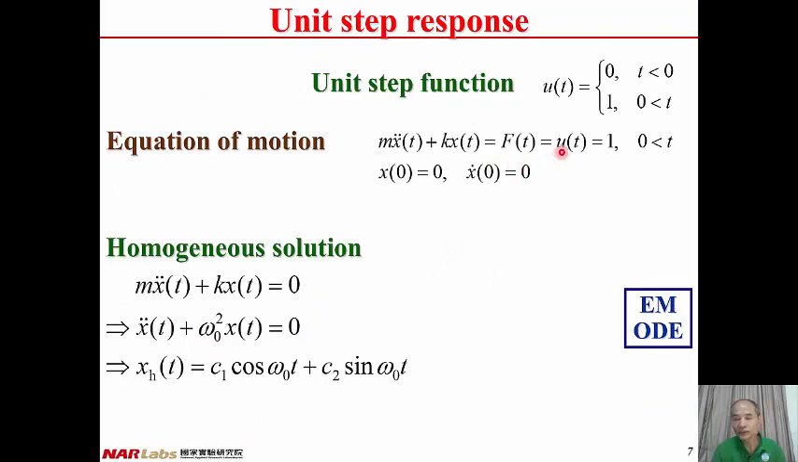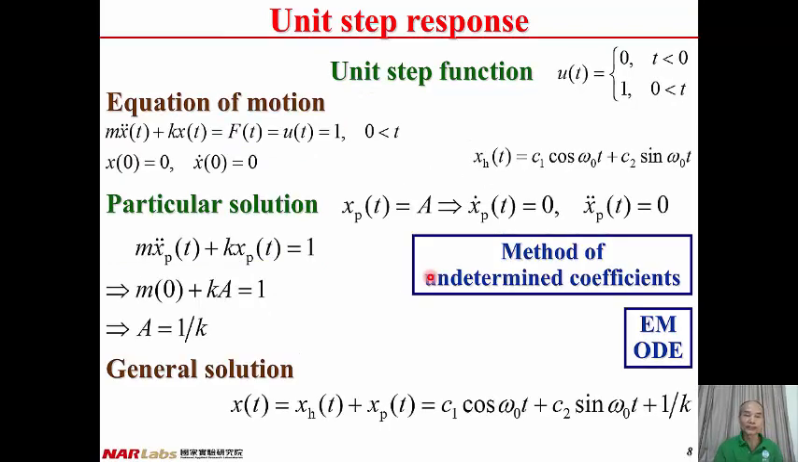Since this equation is non-homogeneous, the solution has two parts. One part is the homogeneous solution, mx double dot plus kx equal to 0. There's no external force, and then we solve this equation. We can find the homogeneous solution, xh equal to c1 cosine omega 0t plus c2 sine omega 0t.